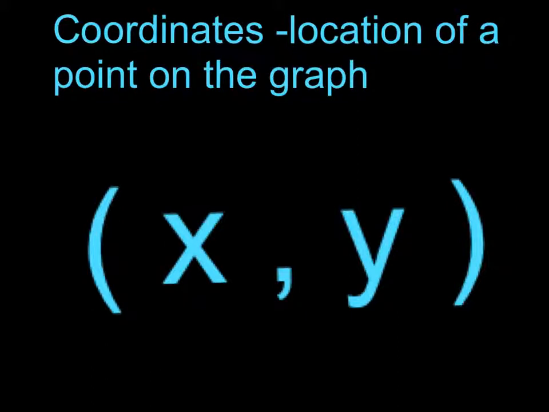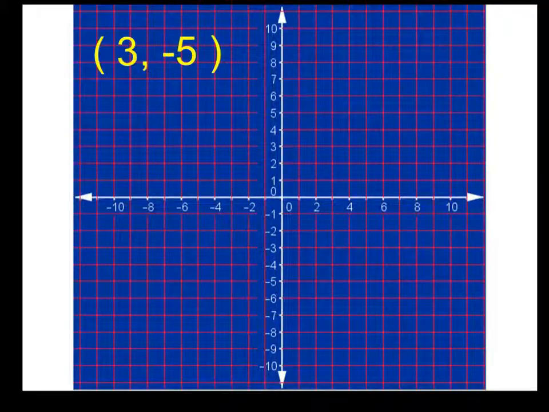There are coordinates which show the location of a point on the graph. They always start with x and then y. So you have your x coordinate first and then your y coordinate second. If we look at the graph and we are given a point (3, -5), we have to locate where that point would be. First, start with the x coordinate, which is 3.